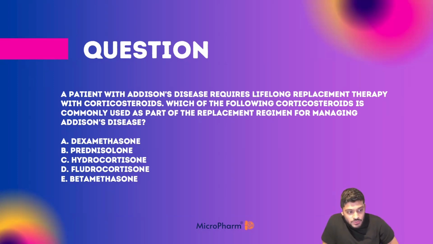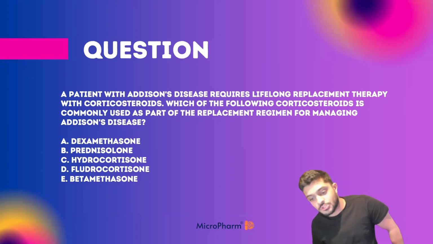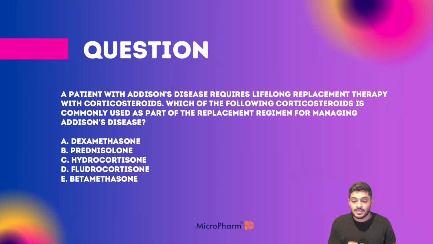Okay, so when it comes to Addison's disease, you need a corticosteroid that closely mimics how cortisol works. Exactly what Ellie's just put. It most closely mimics the body's cortisol in terms of the way it acts. You need something that provides glucocorticoid activity as well as some mineralocorticoid activity.